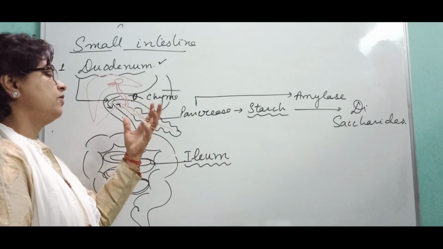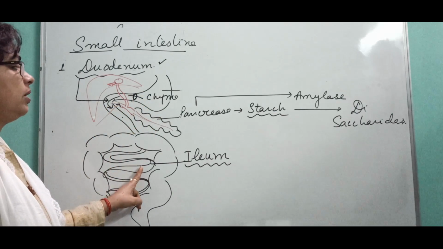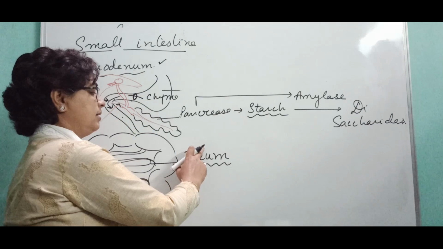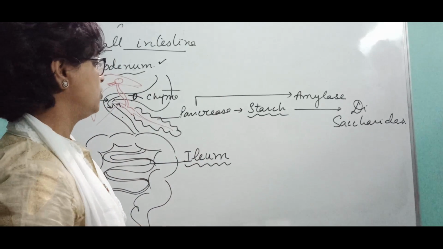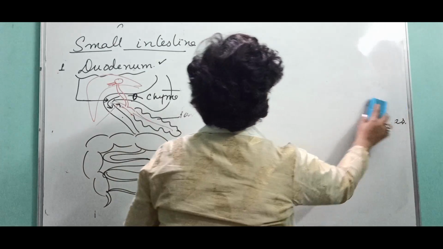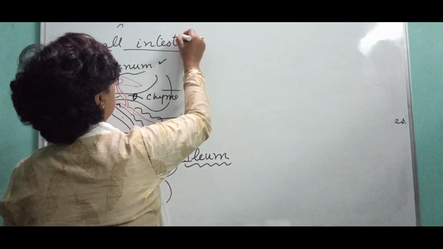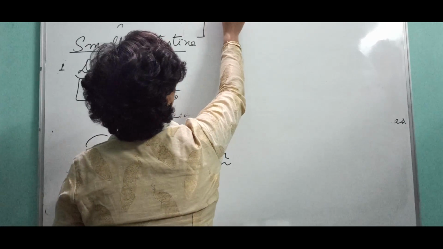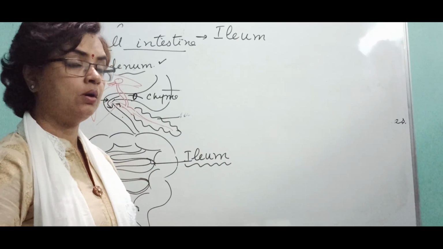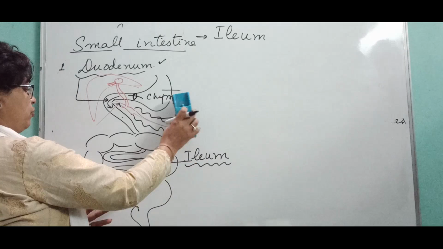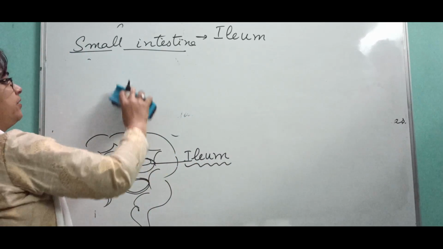Too much of the amount of the fat is also digested over here in the duodenum, and then the food reaches the ileum. So now I am going to start digestion with the different enzymes which are there in the ileum. The ileum is the last part of the small intestine. I'm going to remove the upper part of this digestive system so we get space for writing.